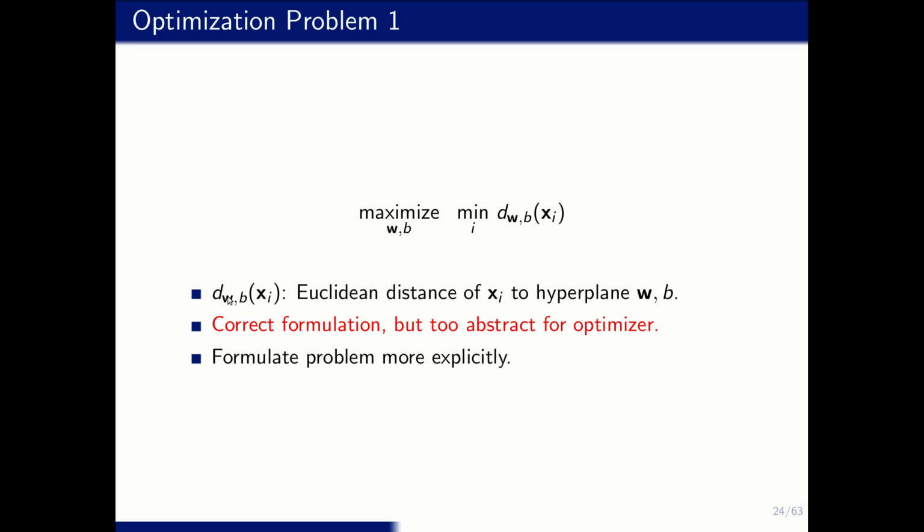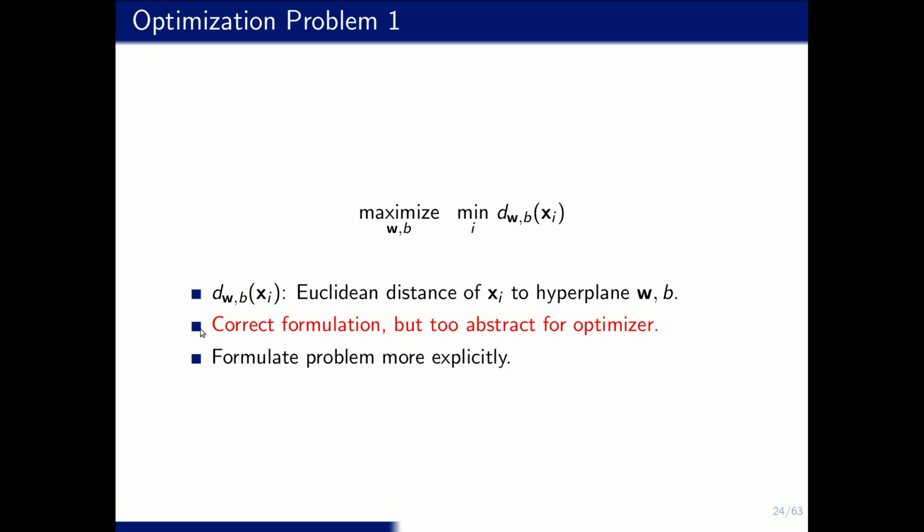So max margin hyperplane. The margin again was the minimum distance between our hyperplane and any data point. So let's just specify the Euclidean distance of data point x_i to our hyperplane specified by w and b. Let's call this d_{w,b}(x_i). And now the margin is the minimum over all our training points, and we want to maximize this. So this is a very direct formulation. It is correct, but if you provide this to an optimizer, it is too abstract. The optimizer doesn't even know what Euclidean distance means, so this is very symbolic. So this is correct, but actually not really useful for current optimizers.